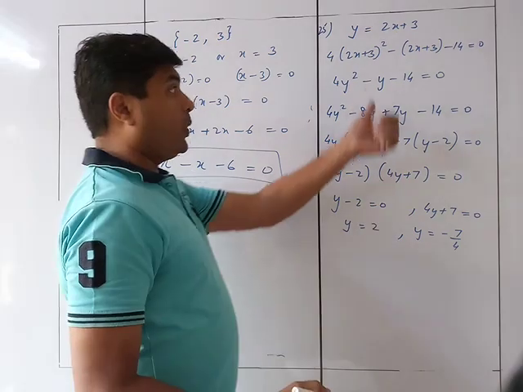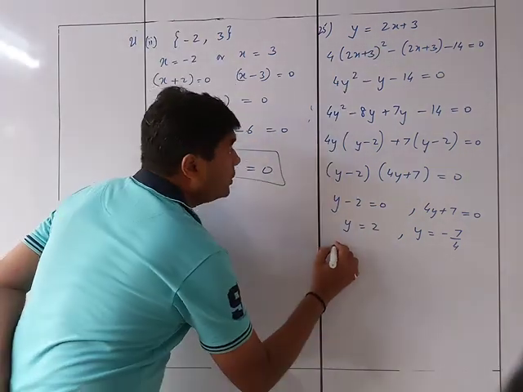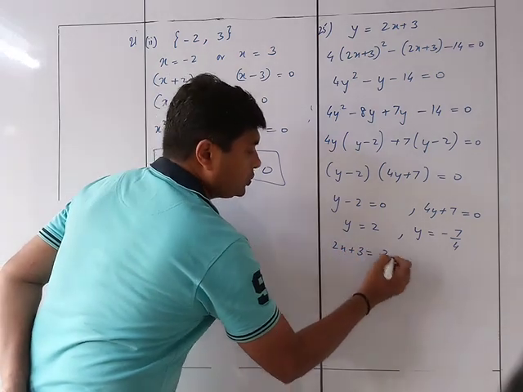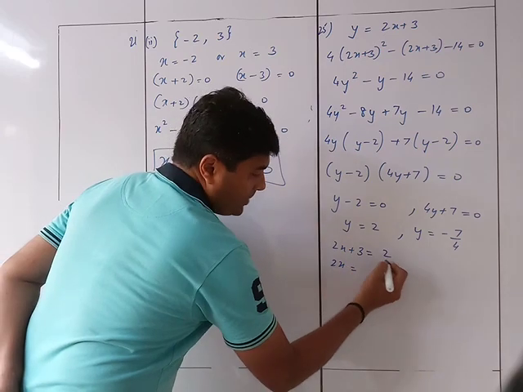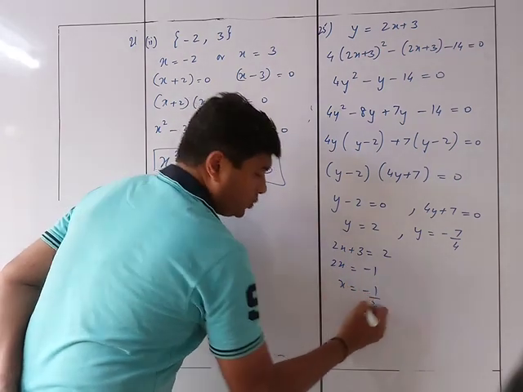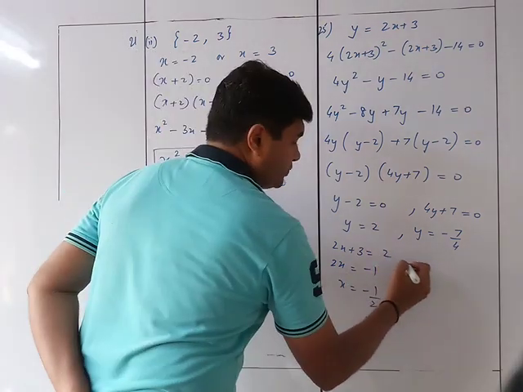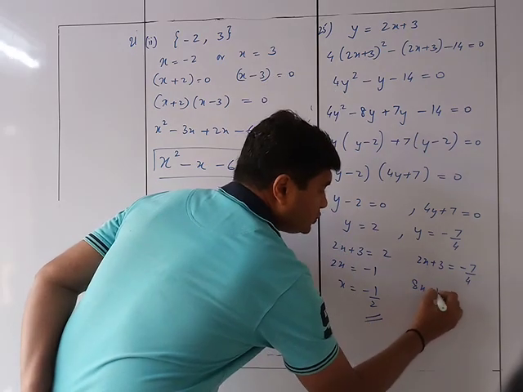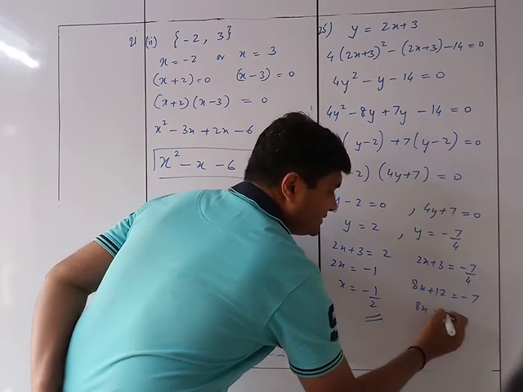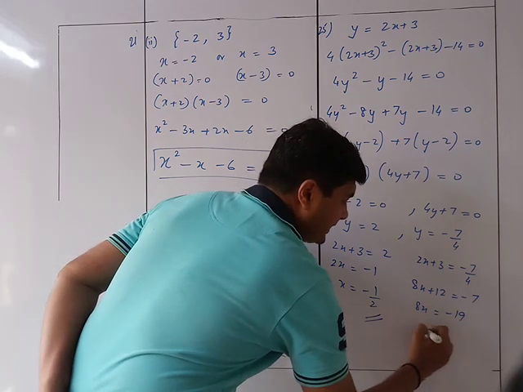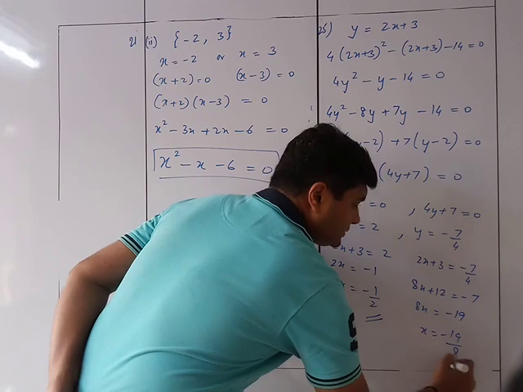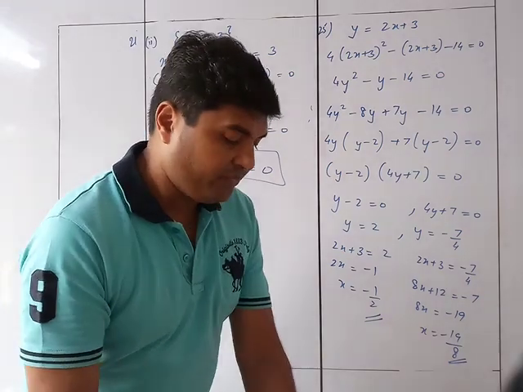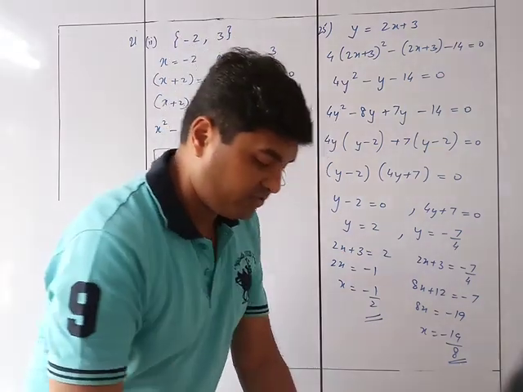Now that's not the end of it. We wanted the value of x. So 2x plus 3 is equal to 2. So 2x is equal to 2 minus 3, so minus 1, x is equal to minus 1 upon 2. That's one of the answers. The second answer would be 2x plus 3 is equal to minus 7 upon 4. So it will be 8x plus 12 is equal to minus 7. So 8x is equal to minus 19. So x is equal to minus 19 upon 8. These are the two answers for the value of x for the 25th question of exercise 5C.